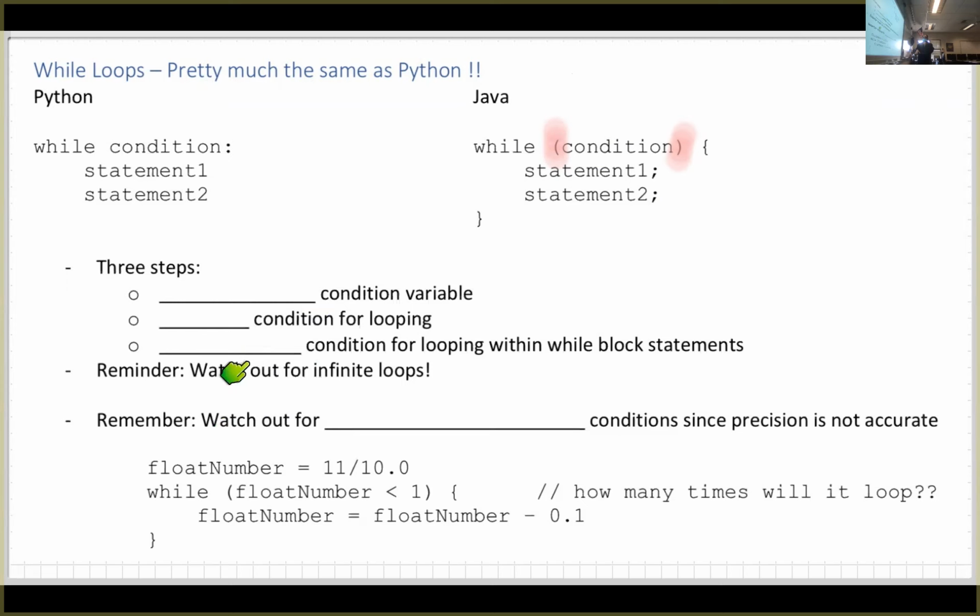Now, all of this below is just going to be reminders from Python. You start off always having to initialize the condition variable up at top. Then you have some sort of condition upon which you loop. That's right here. And then somewhere inside of the loop, you're going to be updating the condition variable so that ultimately you stop looping. Those are the three steps for your while loop.